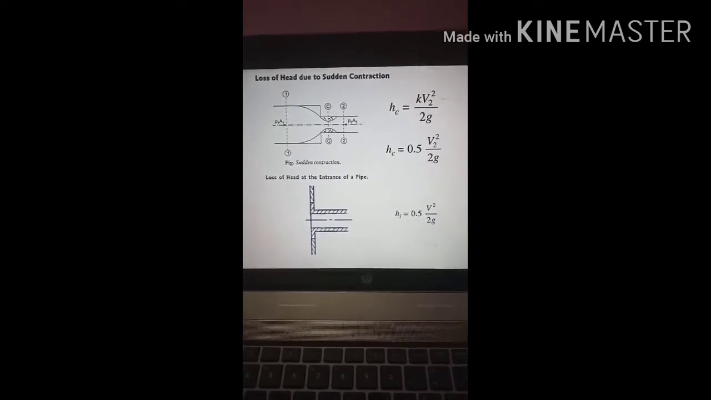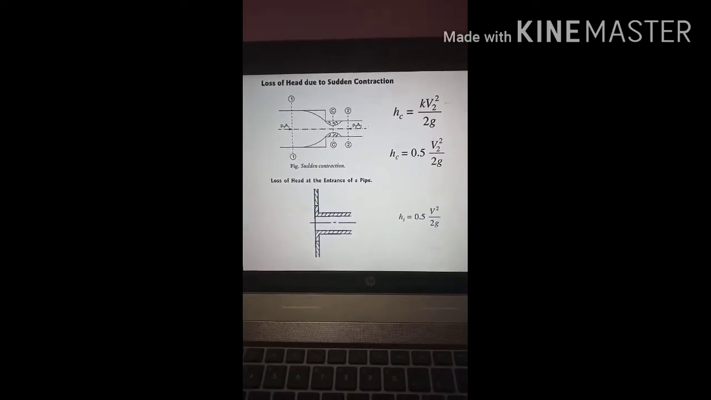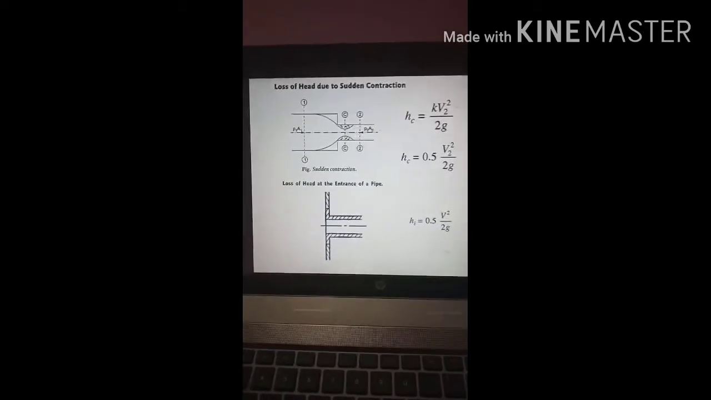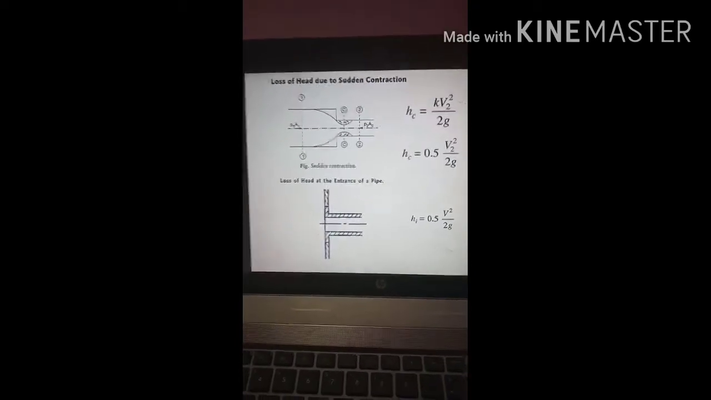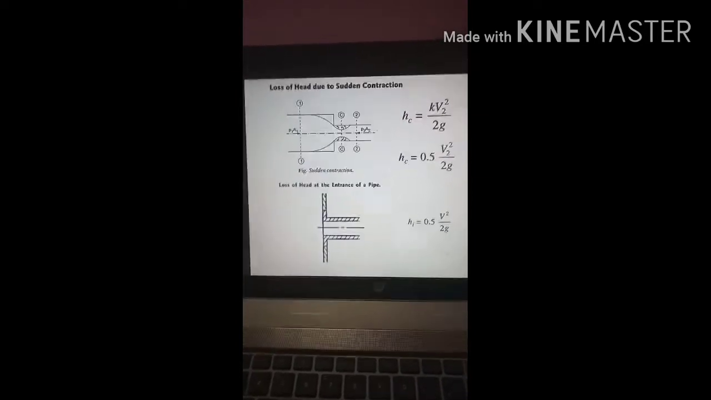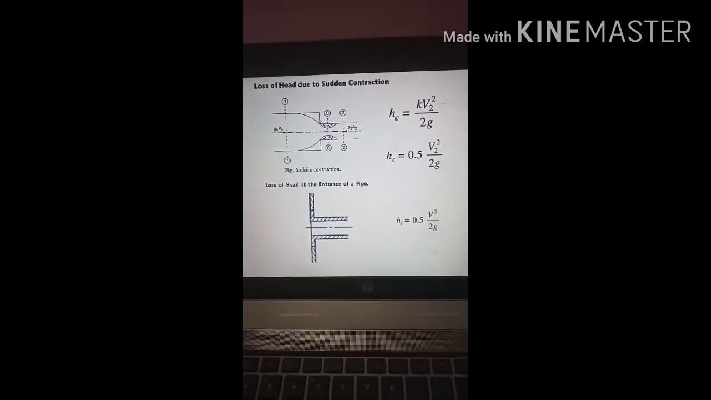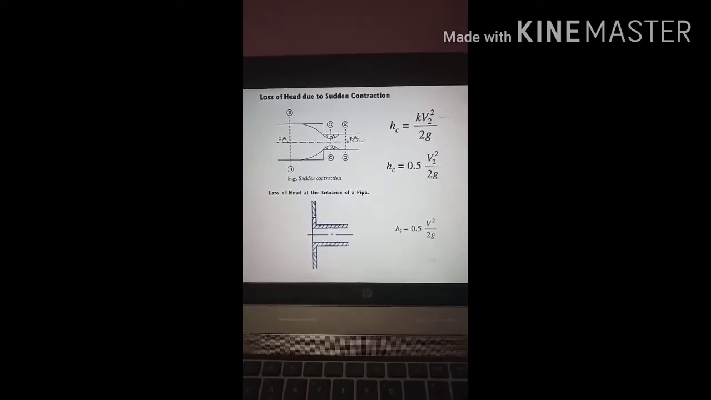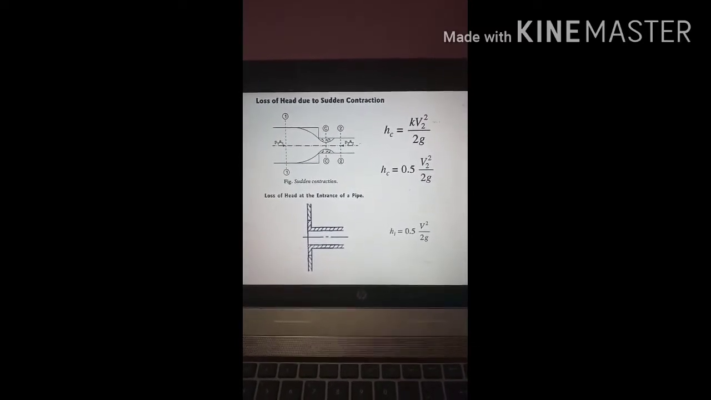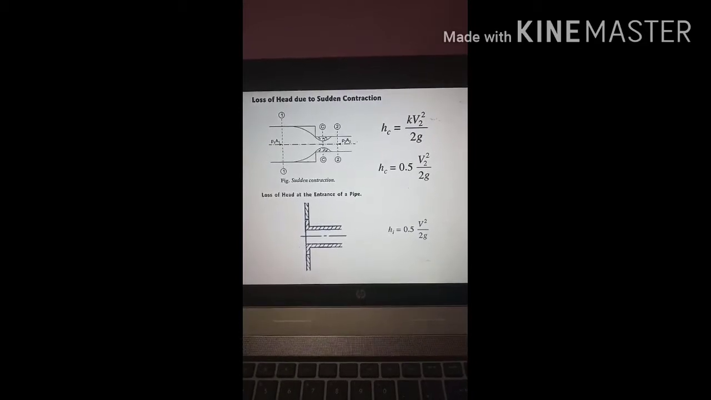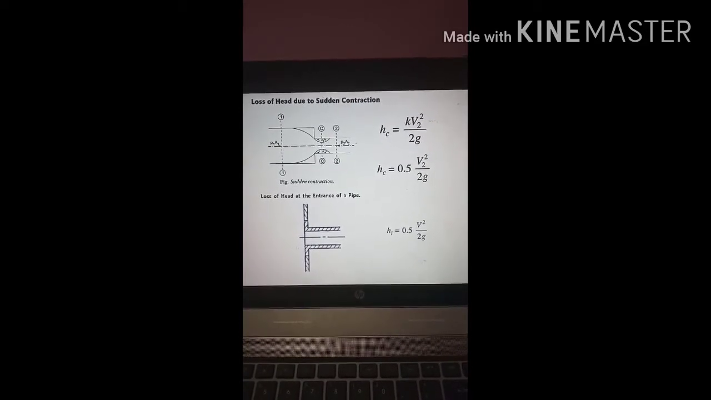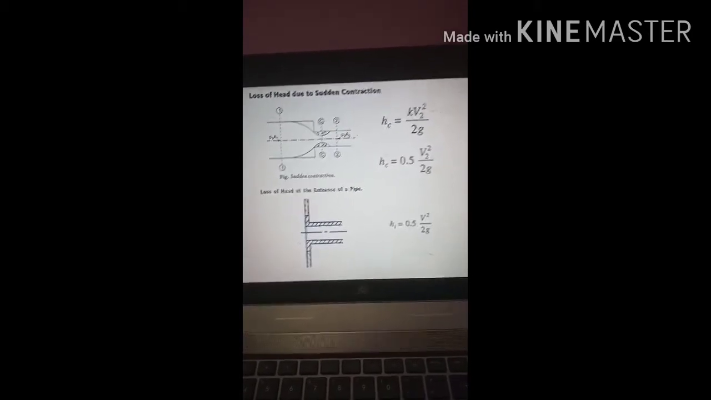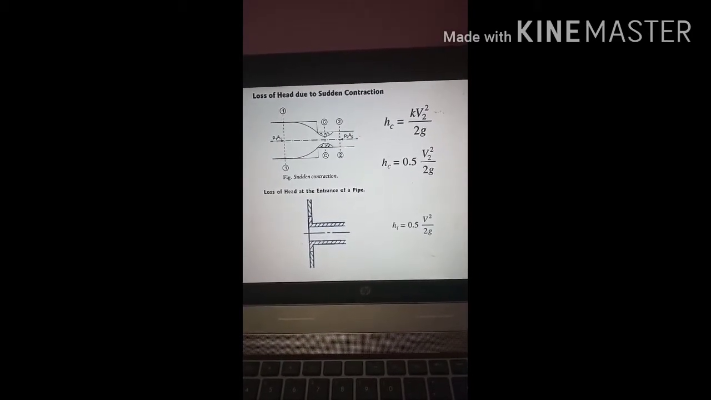That is called the entrance loss because it is a contraction from the tank to the pipe, not from the pipe to the pipe. That's why it is called the entrance of the pipe loss, but it is calculated by the same formula which we use for sudden contraction. It is given by HI is equal to 0.5 V square by 2G, because in the tank there is no velocity of the fluid, only the velocity in the pipe. So you have to consider the velocity of fluid in the pipe, which gives HI is equal to 0.5 into V square by 2G.